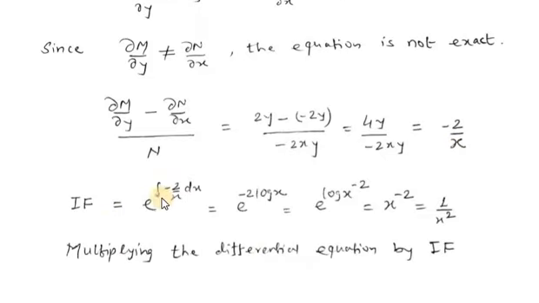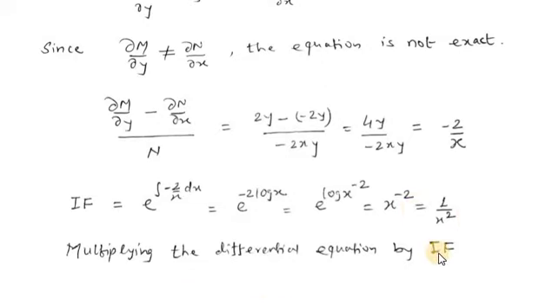Now IF is e raised to integration f(x) dx and f(x) is minus 2 by x. Now the integration of 1 upon x is log x, with the minus 2 as it is. Now applying the property of logarithm, that is n log x equals log x raised to n, it will become e raised to log x raised to minus 2. Now again applying the property of logarithm, that is e raised to log y, the result is y. So it will become x raised to minus 2, and x raised to minus 2 is 1 upon x square.